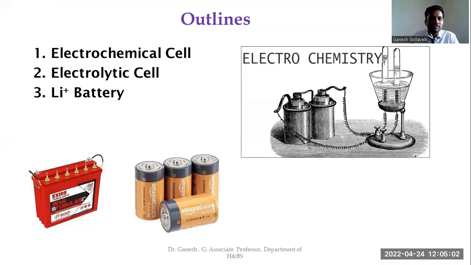So here are the outlines. It contains electrochemical cell, electrolytic cell, and lithium ion battery. Here, the cartoon represents an electrochemical cell, which can convert chemical energy into electrical energy. So based on that principle, we construct batteries.